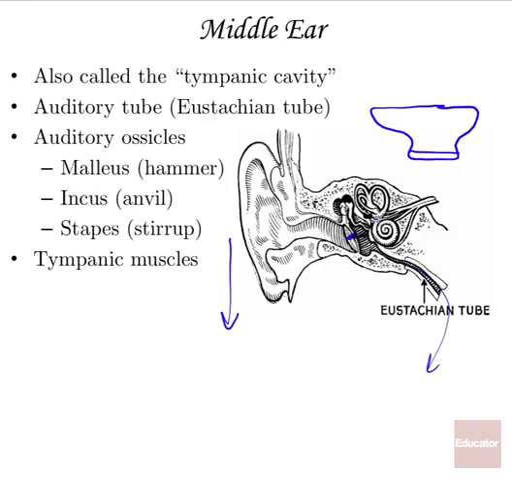Well, one of those muscles will actually tense up and prevent the stapes from hitting it too hard. And that's a nice adaptation to have.